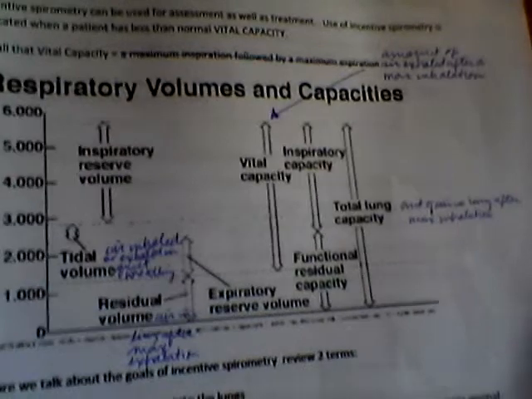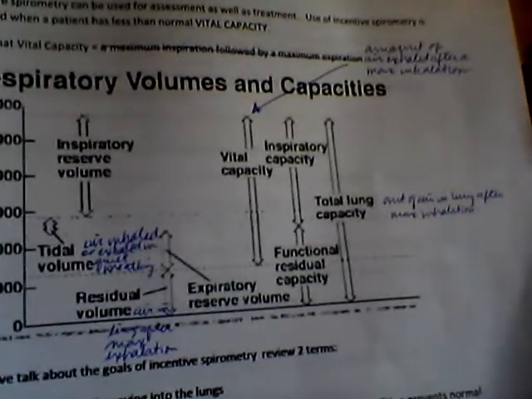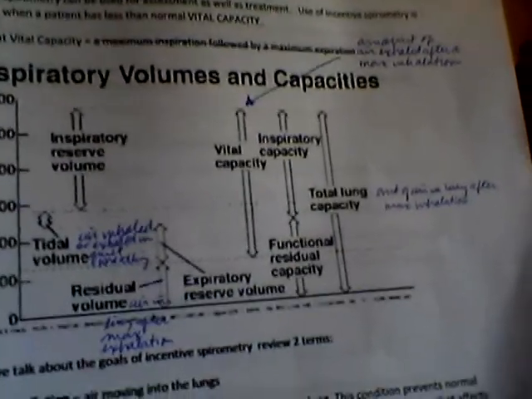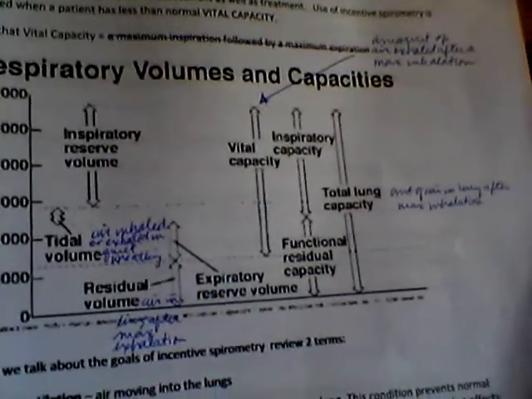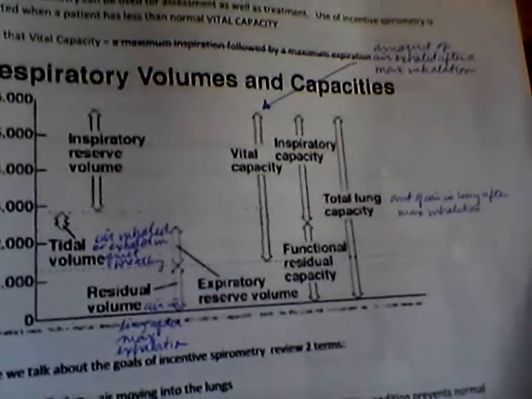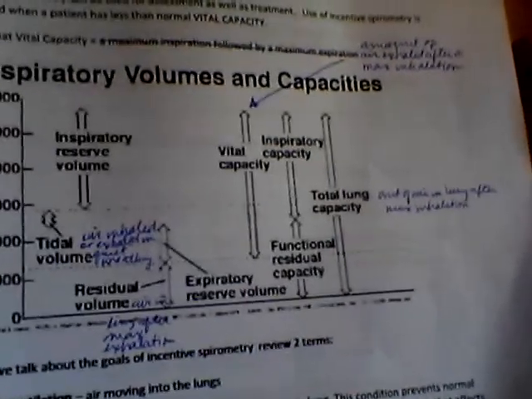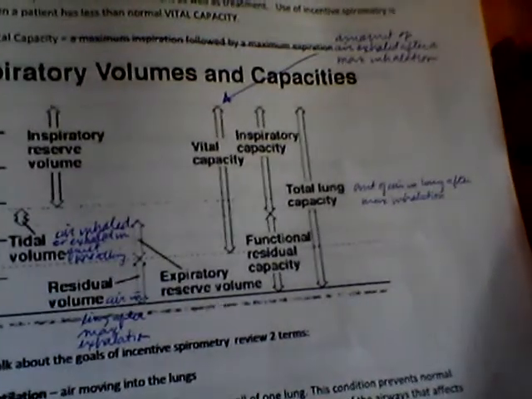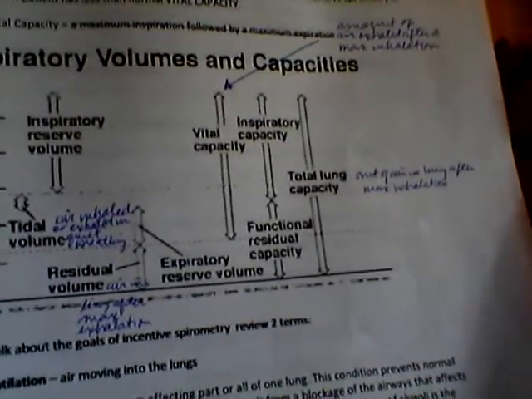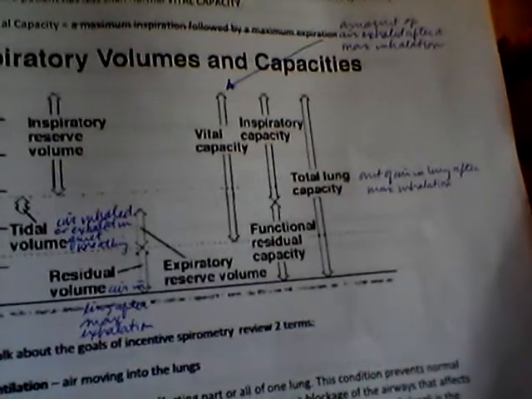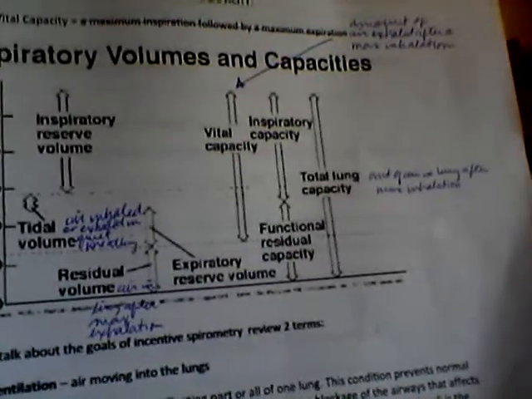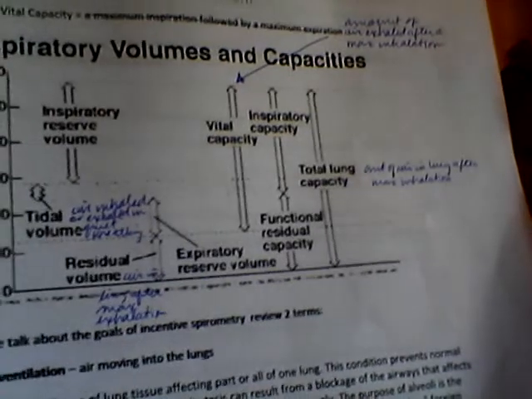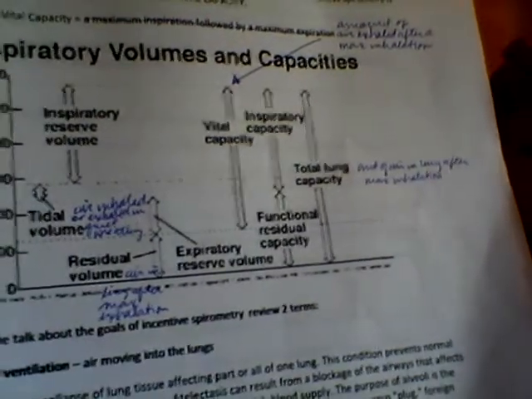So vital capacity is the amount of air that is exhaled after a maximum inhalation. That's the amount that incentive spirometry deals with. Tidal volume is the amount of air inhaled and exhaled in quiet breathing. Residual volume is the amount of air that's left in the lung after a maximum exhalation, and total lung capacity is the amount of air that's in the lung after a maximum inhalation. Okay.